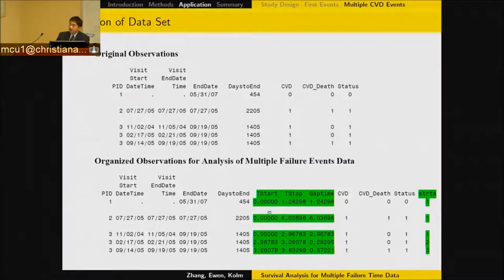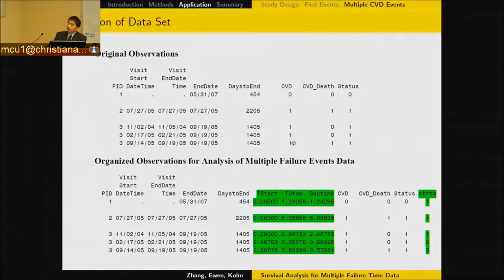So here we have the time start from the beginning, and then stop at 2.96 years, and then this is the gap time. We see this is the first event, this is the second event, and this is the third event. Corresponding to each event, we have a start time, a stop time, and then the gap time as the interval. So we have to be very careful to manipulate the data set so that we can do multiple event survival analysis correctly.